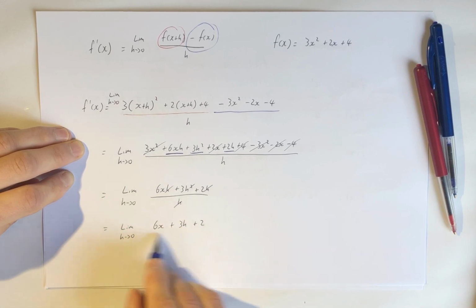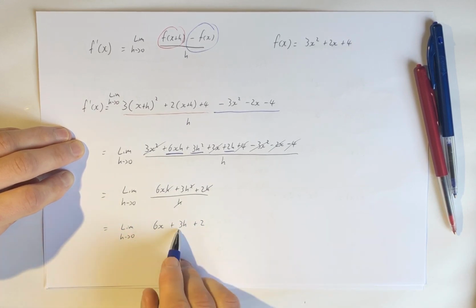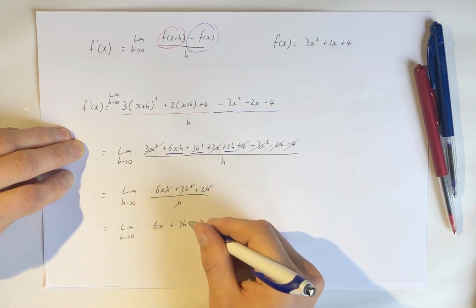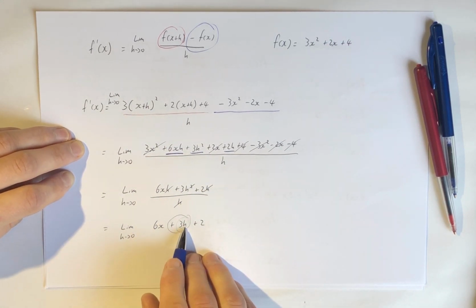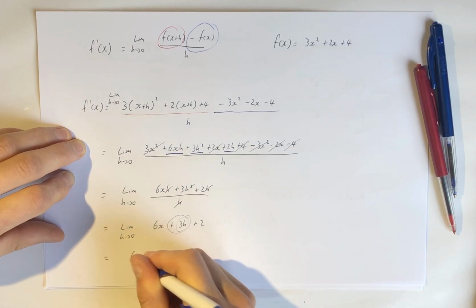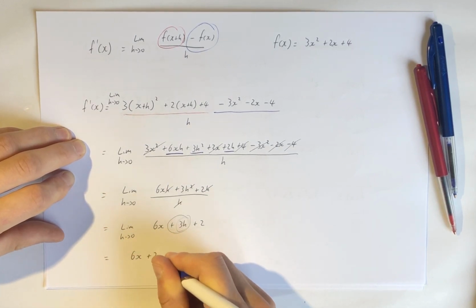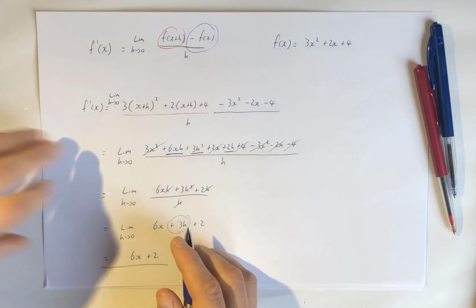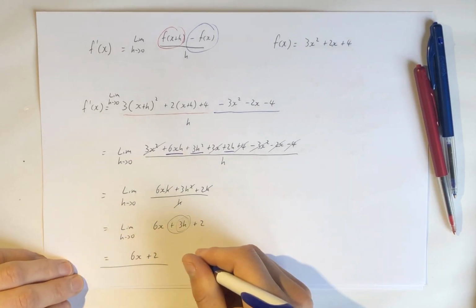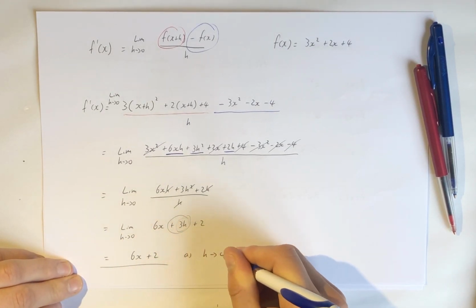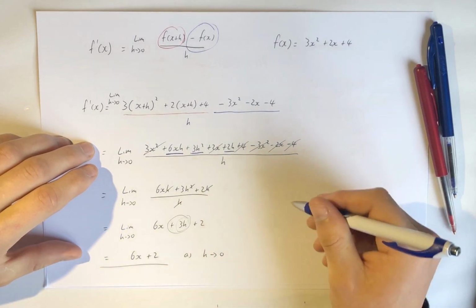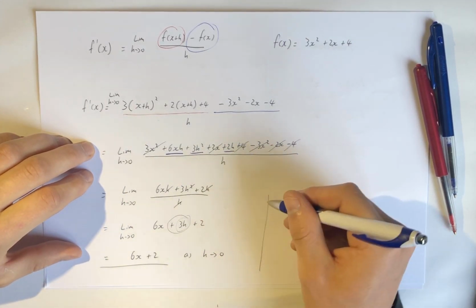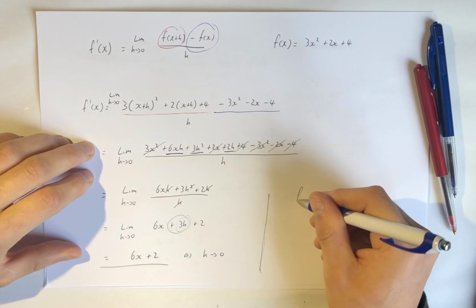Now what happens to this function as h gets closer and closer to 0? Well, as we get closer and closer to 0, this here would vanish. It would get closer and closer to 0 as well. And so this is going to be equal to 6x plus 2. And there we have it. We have found as h goes to 0, our function goes to 6x plus 2. So this is going to be today's lesson.